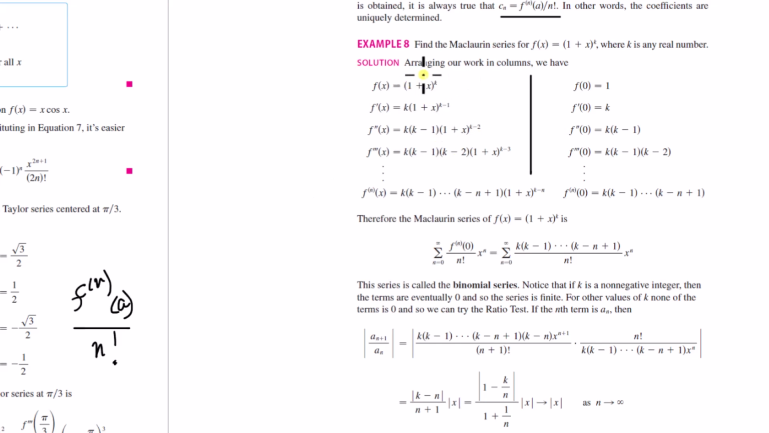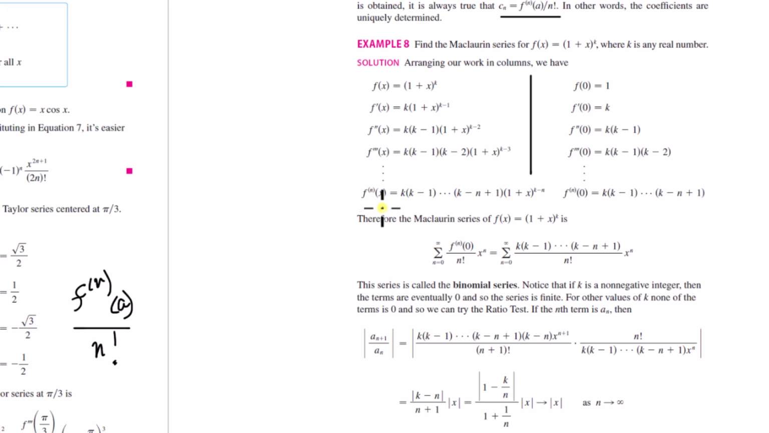Okay. So here's the function, (1 plus x) to the k. f prime of x, you bring down k, it's k times (1 plus x) to the k minus 1. f double prime of x, you bring down the k minus 1. So it's k times (k minus 1) times (1 plus x) to the k minus 2. f triple prime, you bring down the k minus 2, and it's (1 plus x) to the k minus 3. And so now we can see a pattern here, and we could say what the nth derivative is.